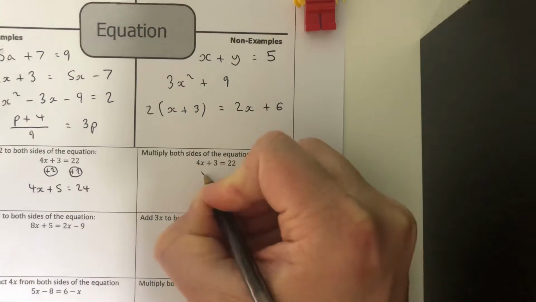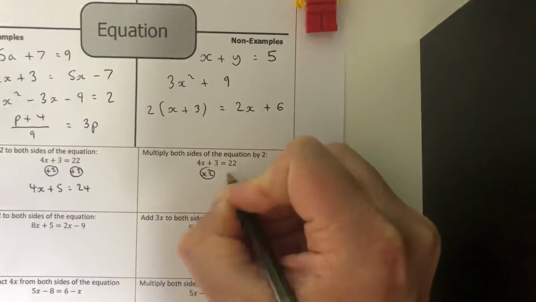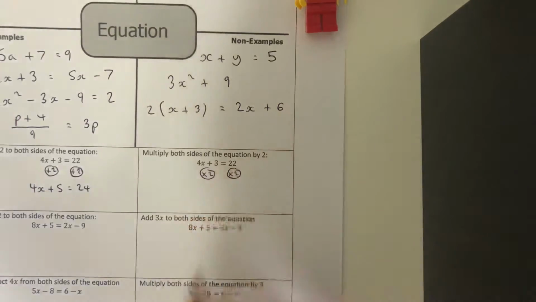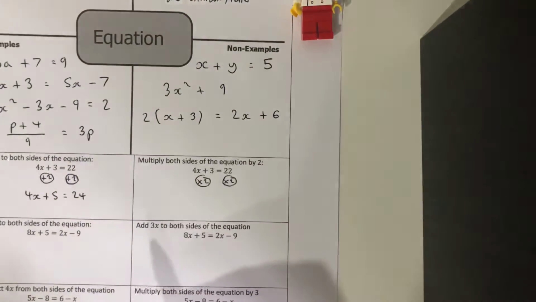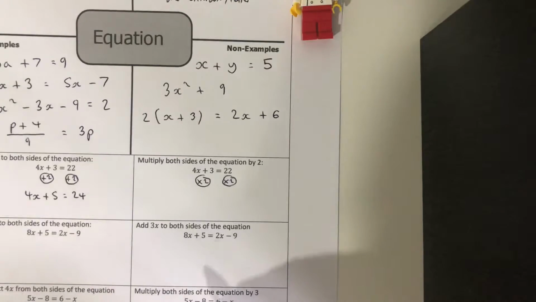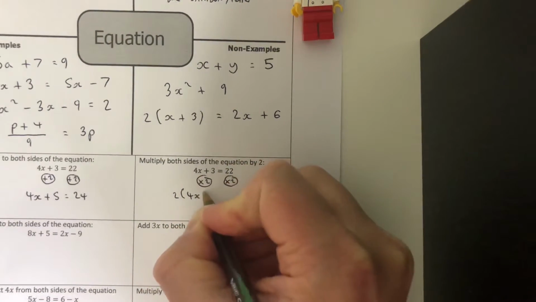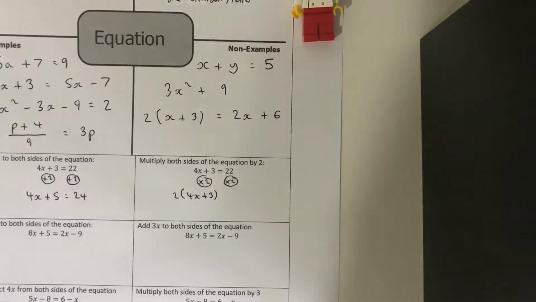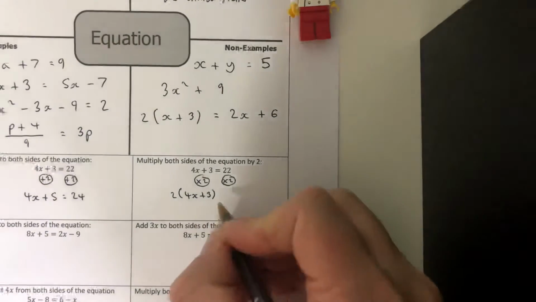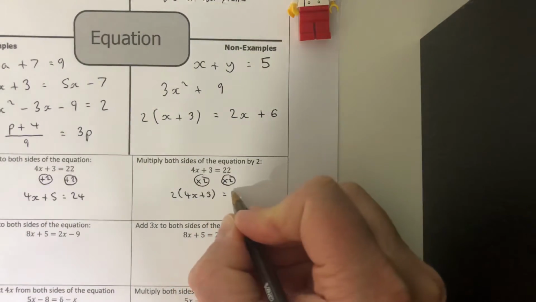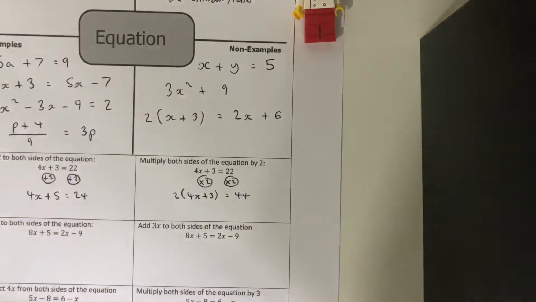So this time I'm just going to put a little times 2 there. Now this one here, we're going to multiply 4x add 3 by 2. Now we've been doing that again with expanding out brackets. I'm just going to write that for a start. So that's what 2 times 4x add 3 looks like, or 4x add 3 times 2. Again, 22 times 2 is fairly easy. That's just 44. So that would be your answer.